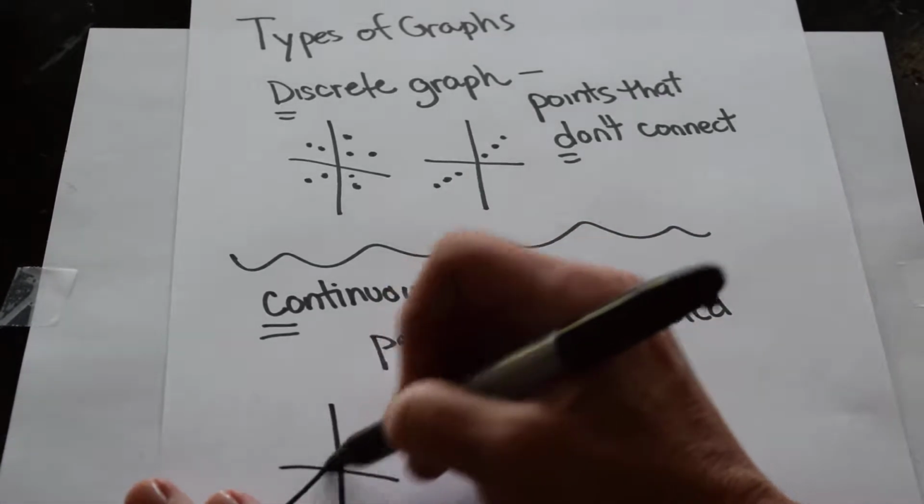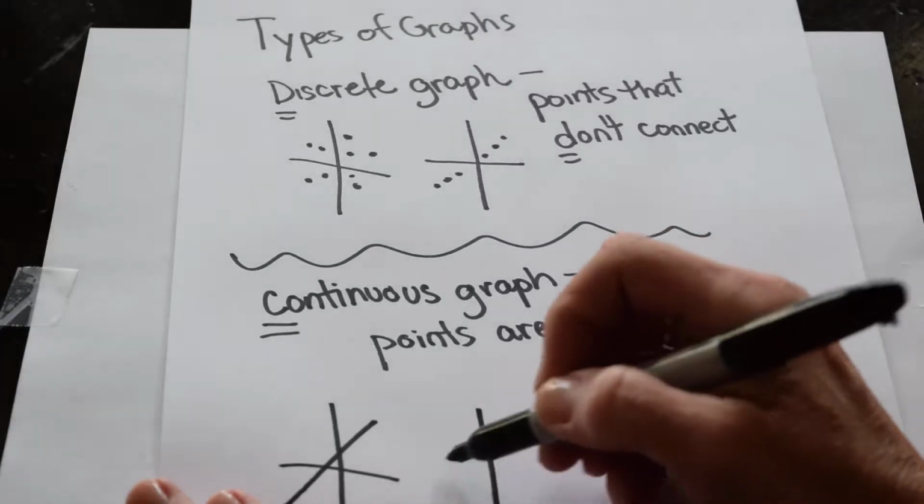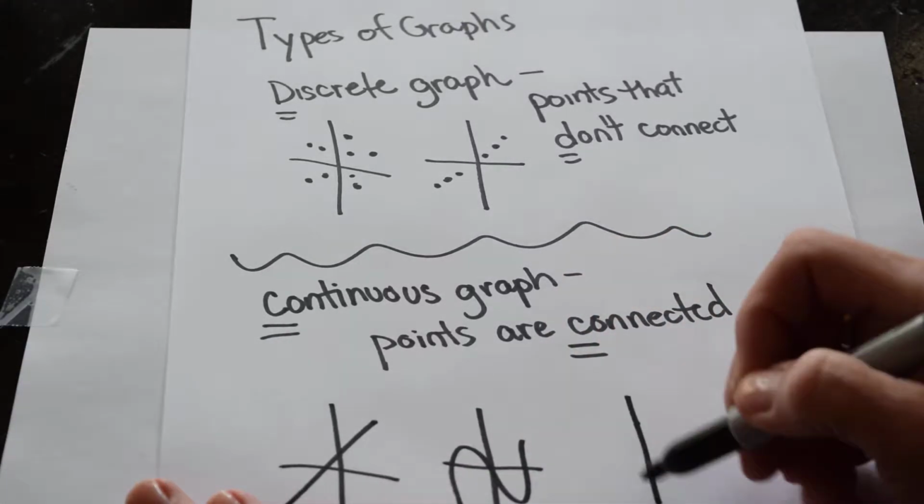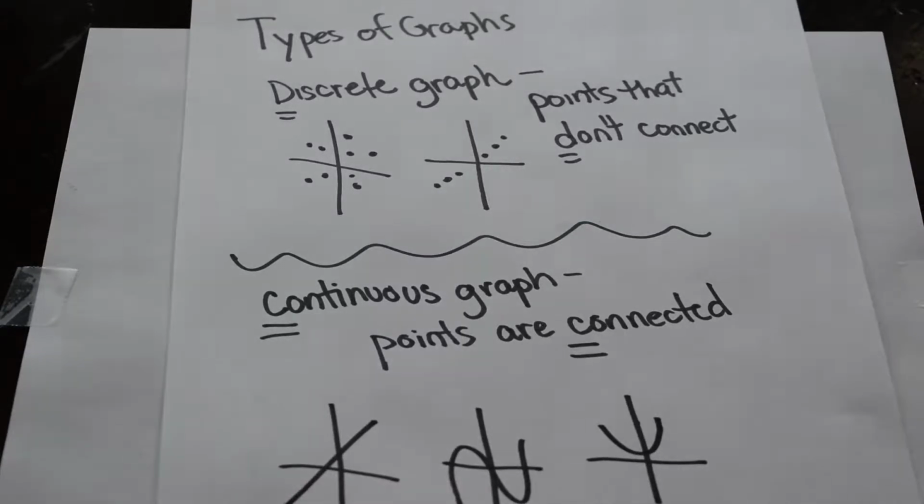They can look like a straight line. They can be curvy. They can look like a U. Any of those, as long as the points are connected, makes it continuous. Not connected, or don't connect, discrete. So those are the two major first things. We have to say whether it is discrete or not.